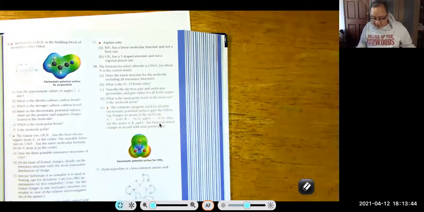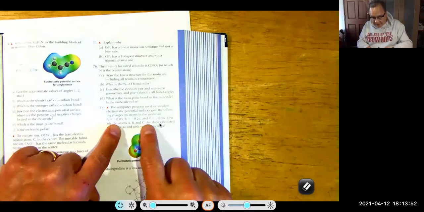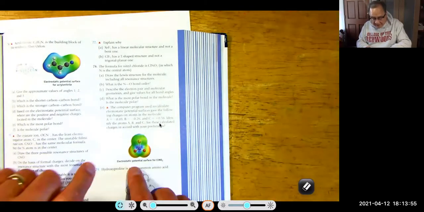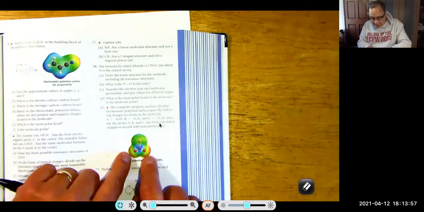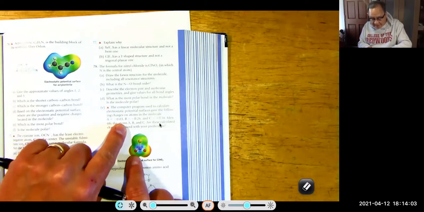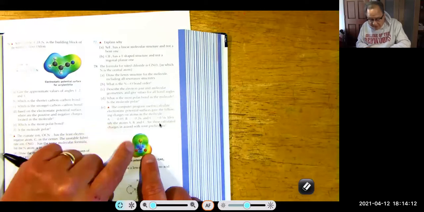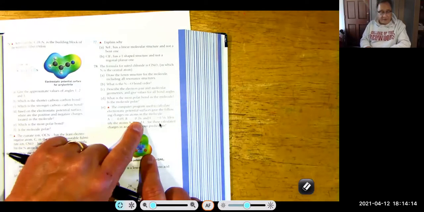Okay, so here, one way we can identify these just from the get-go is red is negative. So these red atoms are the... No, I take that back. The red atoms are B because that has the biggest negative value. Do you see that?